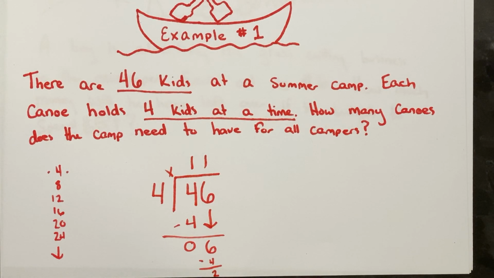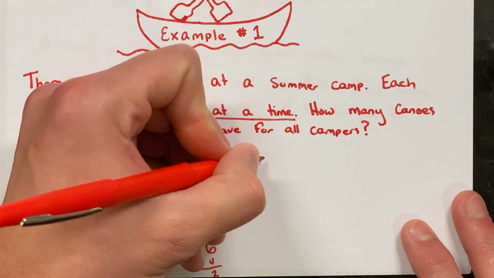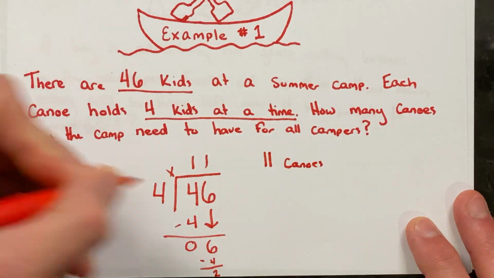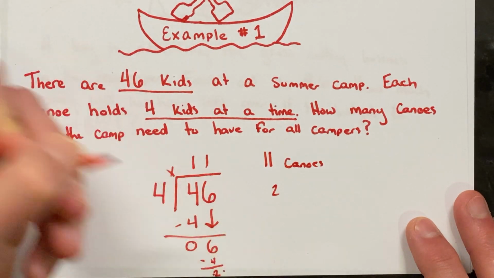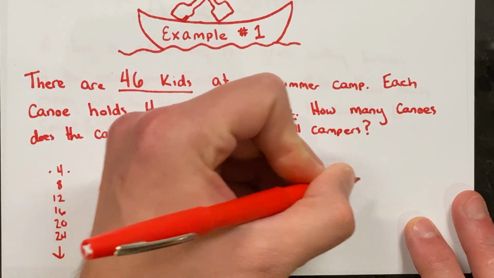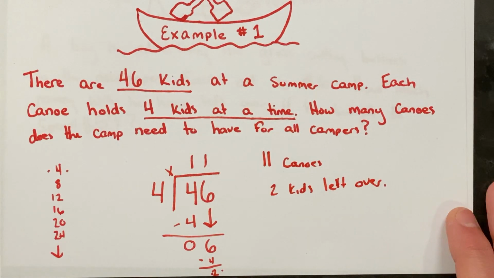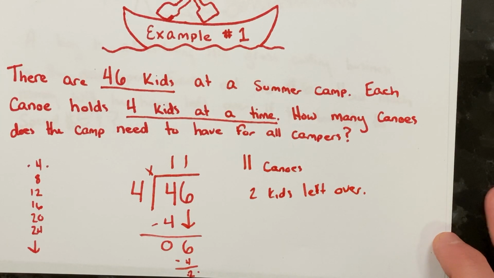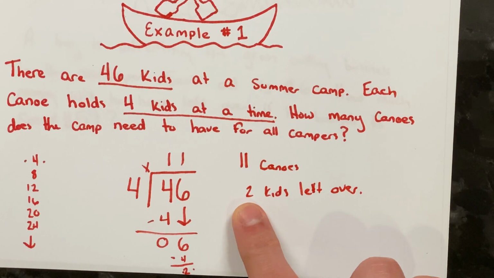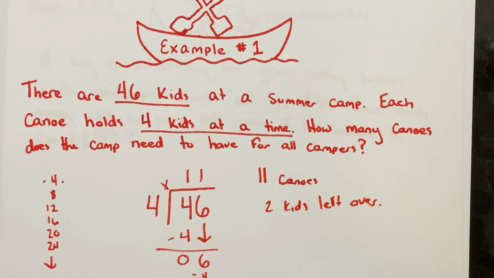Now here's the deal. If I was to answer this problem right now, I can see that the camp would have 11 canoes, but they would have 2, my remaining 2 kids, left over. Well, I don't know about you. I would not want to be one of these kids. I don't want to get left behind. Everybody's going out in a canoe. It's summertime. I'm going to be pretty upset if I get left behind.